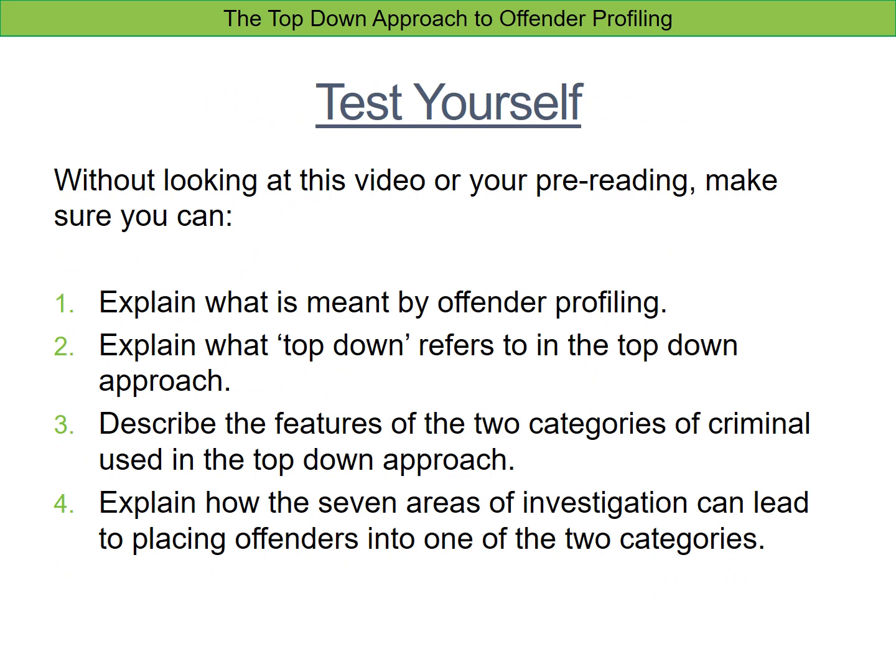So more information on all of this is in your pre-reading, and before you come into the lesson, make sure you have a good understanding about what we mean by offender profiling. Make sure you can explain what top-down refers to, so that's about having the categories already prepared. Describe the features of the 2 categories of criminals used in the top-down approach, and explain how the 7 areas of investigation can lead to placing offenders into one of the 2 categories and building a detailed profile.